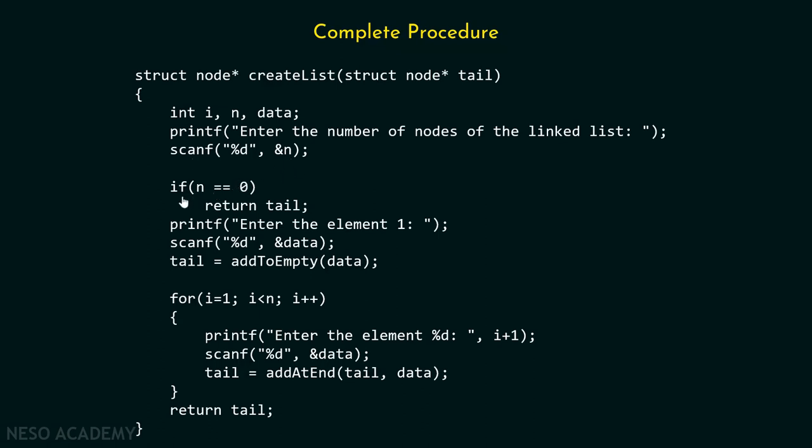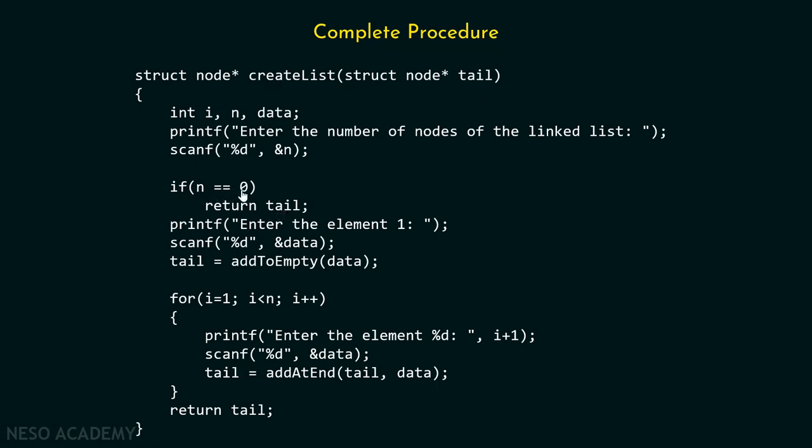After this, you can see that I am using this procedure. If n is equal to 0, then return tail. That means if user has entered 0, that means user doesn't want to add anything, okay? Then simply return tail back to the main function. We know that tail is currently holding null because there is no node in the list, right? Returning tail means we are returning null only. This means that there is no node in the list.